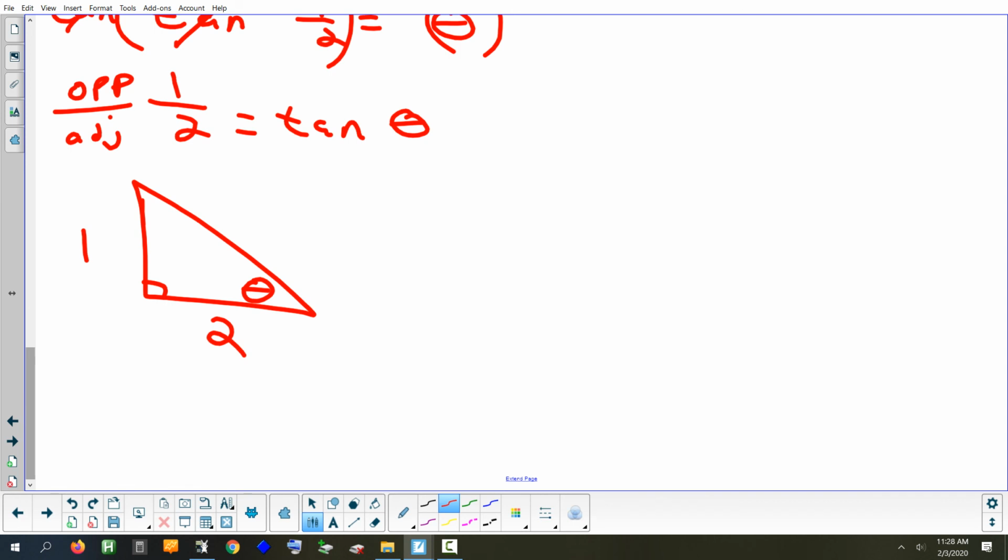Caleb, how do I figure out the hypotenuse with those two sides? Yep. And if you do that, 1 squared is going to give you 1. 2 squared is going to give you 4. Add up 1 plus 4 and take the square root. Square root of 5.